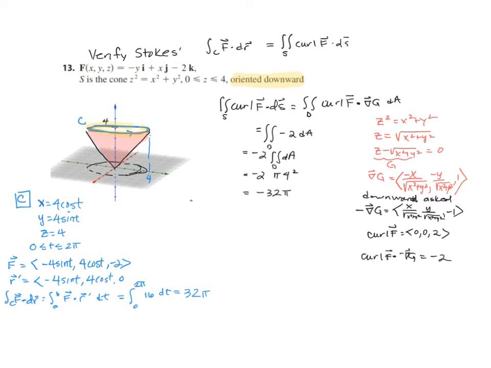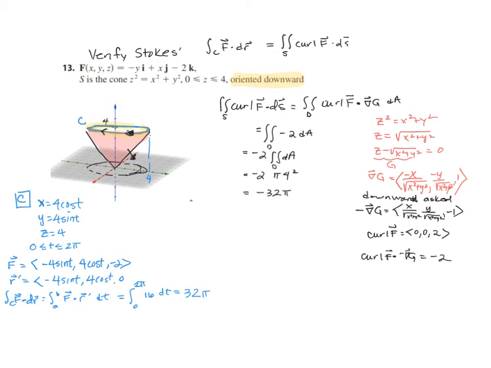So the way that I like to do it, your book just kind of says make everything positive and take a negative at the end sort of thing. I like to do it by thinking ahead of time. If this is asking me for a negative orientation on my surface, then I'm going to parameterize this with a negative orientation for my curve.